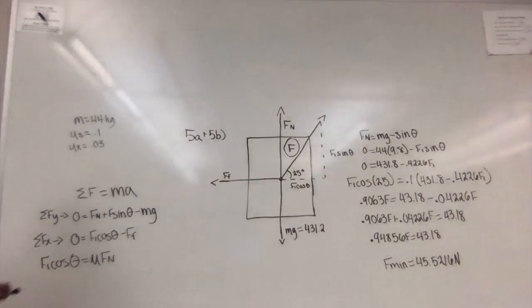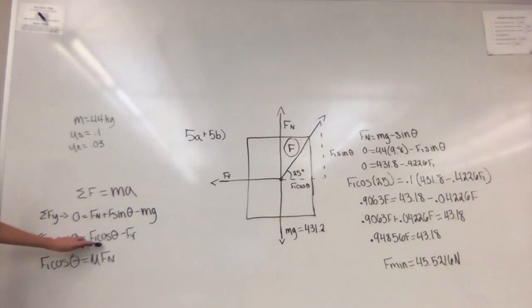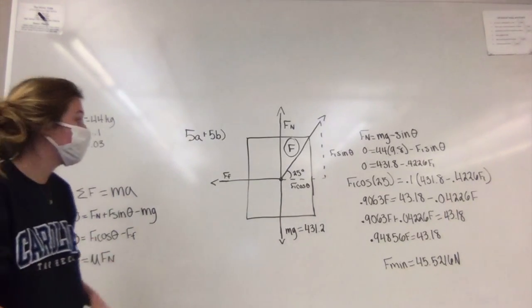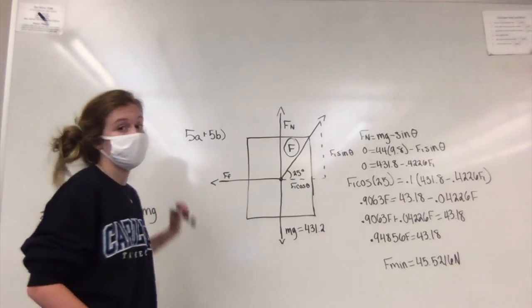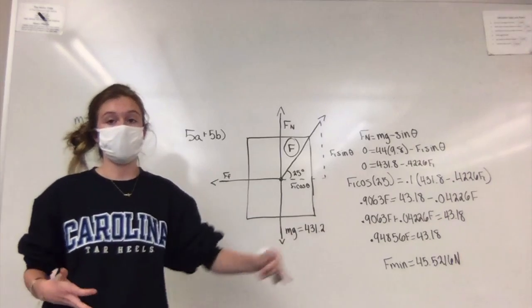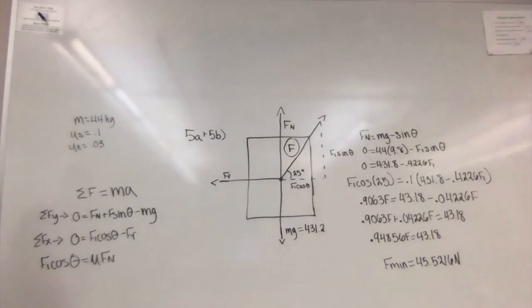And then for the sum of the horizontal forces, it's F1 cosine theta minus force of friction. F1 cosine theta is going to the right, force of friction is going to the left, so it's going in the opposite direction, so it's getting subtracted. And for both of these forces, they're all equal to 0 because they're being set to equilibrium.